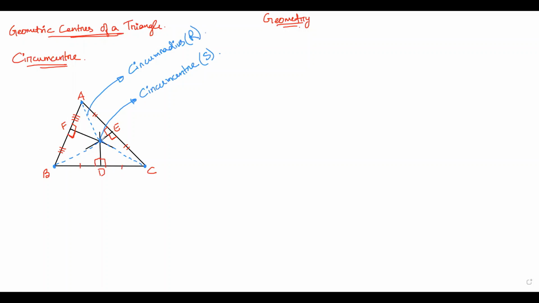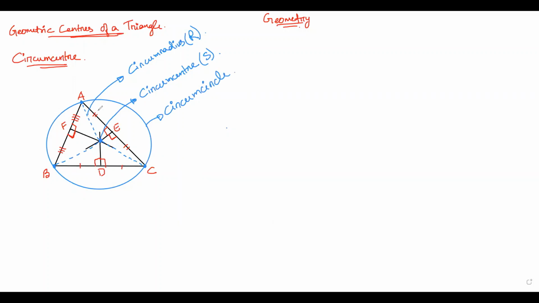Now, if we consider this circumcenter as the center of a circle and this circumradius as the radius of that circle, and if we draw the circle, then that circle would be passing through all these three vertices of the triangle, and this circle is known as the circumcircle of the triangle.